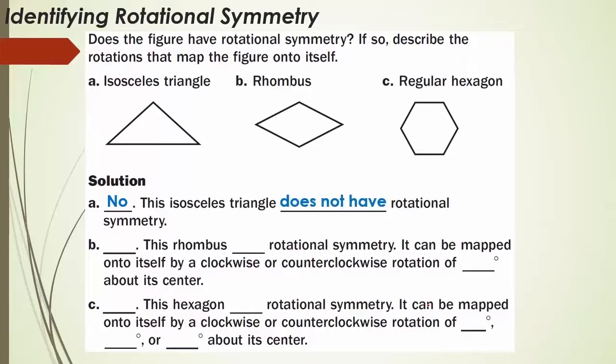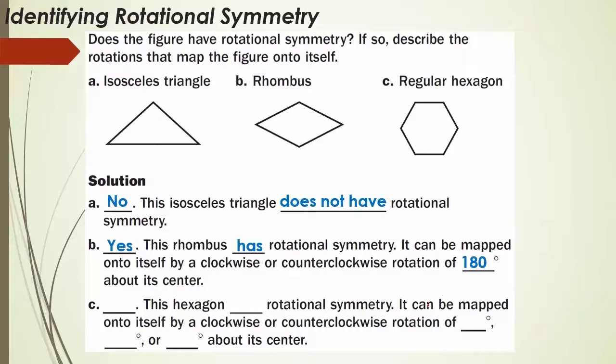B, I have a rhombus. The rhombus, if I turn it 180 degrees, either clockwise or counterclockwise, would look the same. So yes, this rhombus has rotational symmetry. It can be mapped onto itself by a clockwise or counterclockwise rotation of 180 degrees about its center.